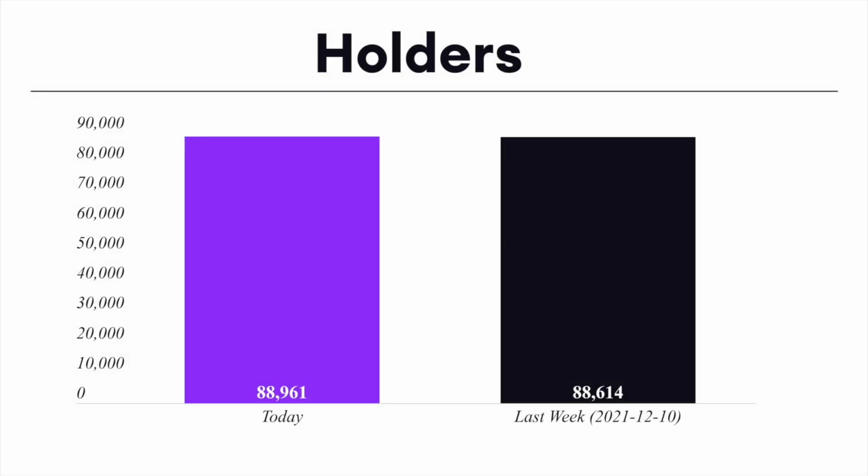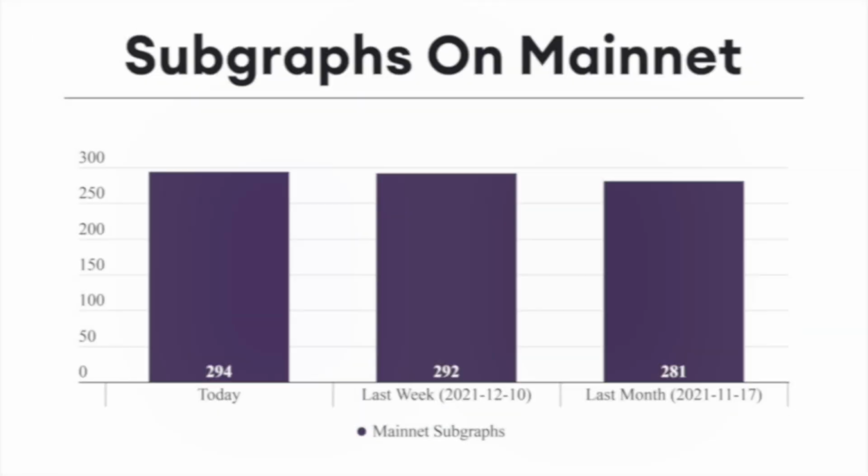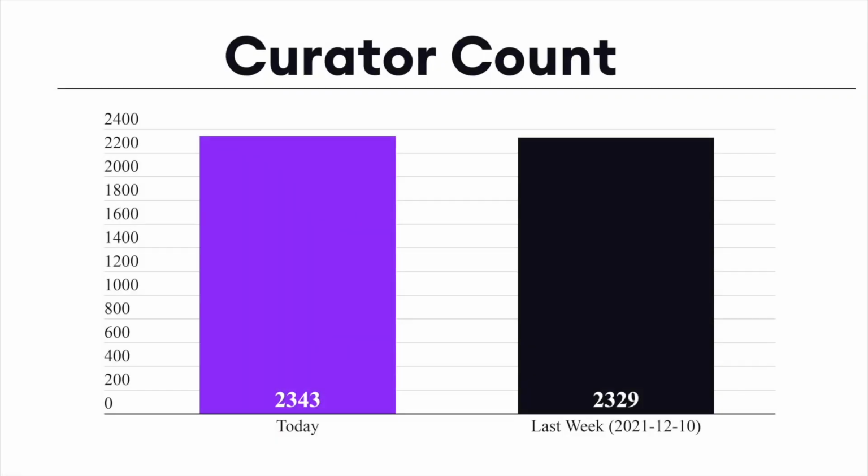In the last 7 days, the GRT holder count has increased by 347 wallets. This brings a total of active holders to 88,961. The amount of subgraphs that are deployed on the mainnet now stands at 294, an increase of 2 subgraphs from last week. The amount of curators, all signaling subgraphs, is 2,343. This is showing an increase of 14 curators than the previous week.